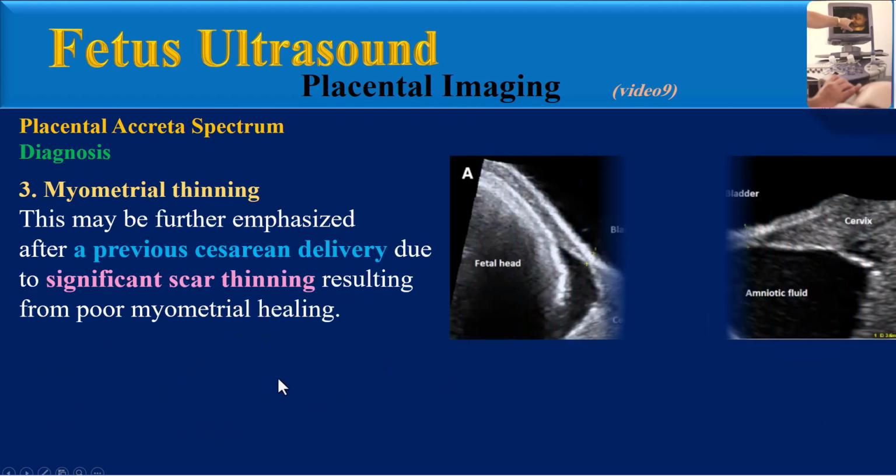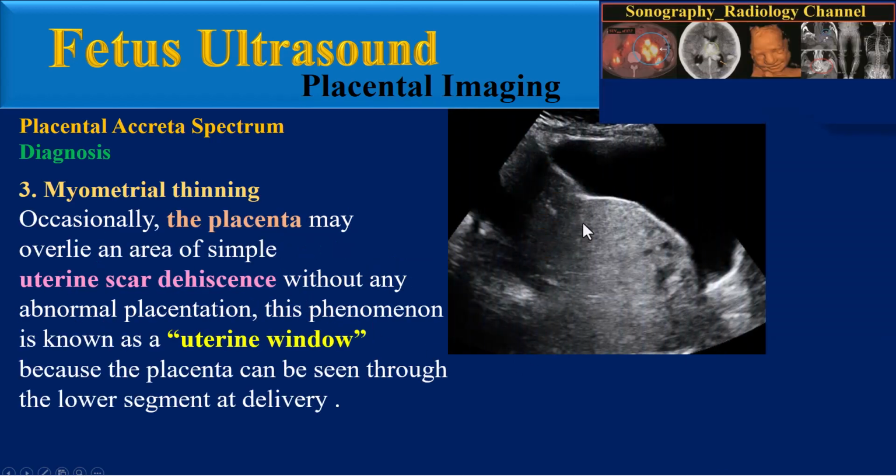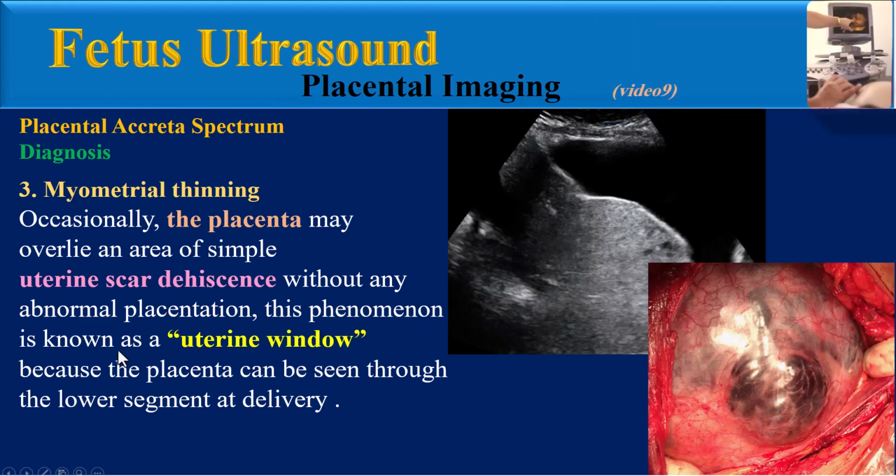This may be further emphasized after a previous cesarean delivery due to significant scar thinning resulting from poor myometrial healing. Occasionally, the placenta may overlie an area of simple uterine scar dehiscence without any abnormal placentation. This phenomenon is known as a uterine window because the placenta can be seen through the lower segment at delivery.